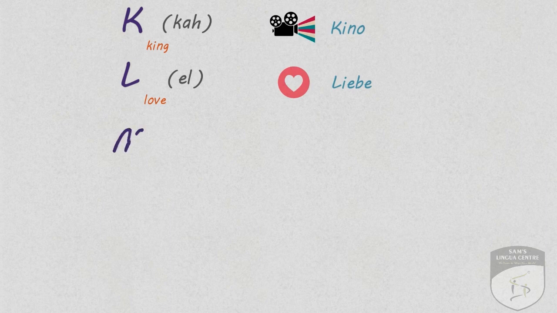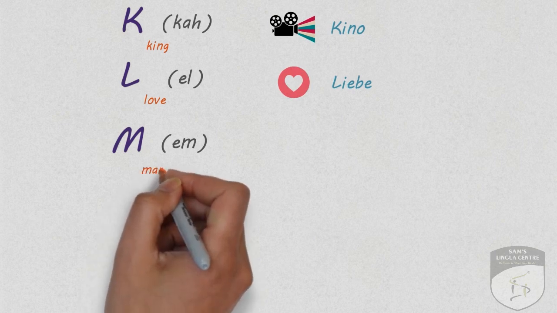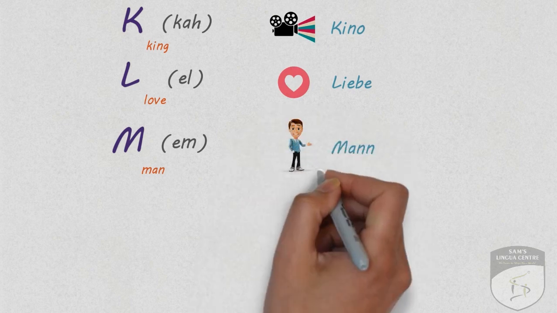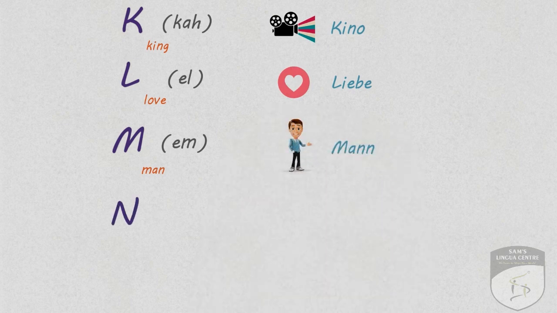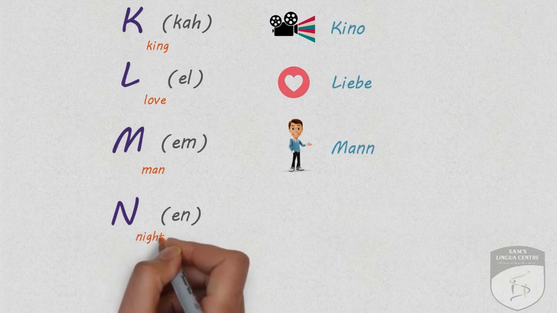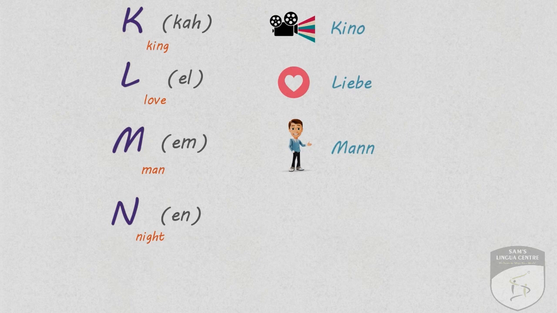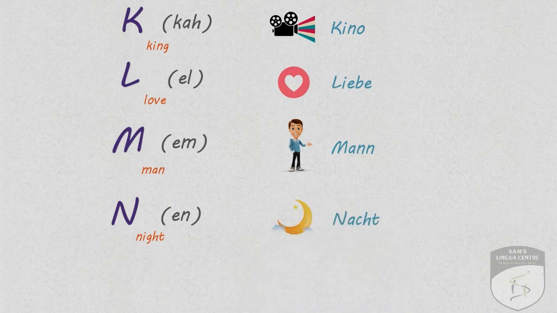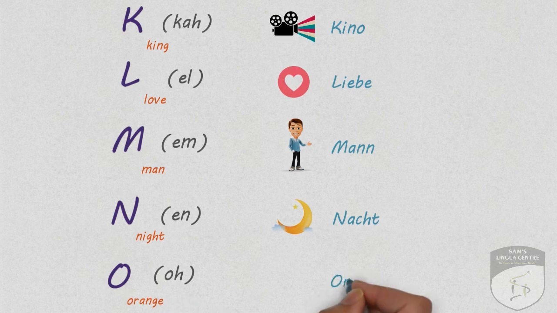M. M is pronounced like the M in the word man, and the translation for man in German is Mann. N. N is pronounced like the N in the word night, and the translation for night in German is Nacht. O. O is pronounced like orange, and the translation for orange in German is Orange.